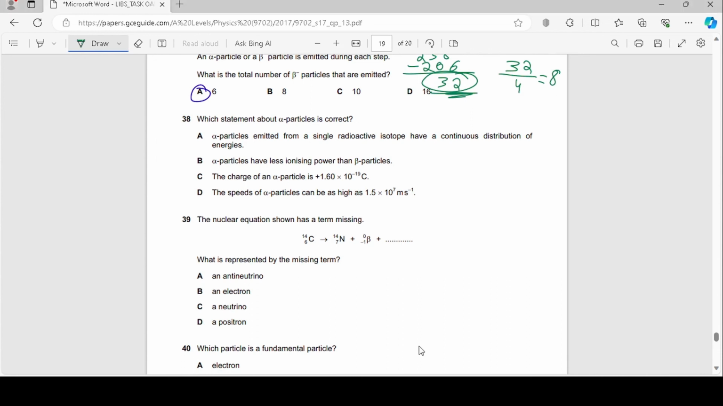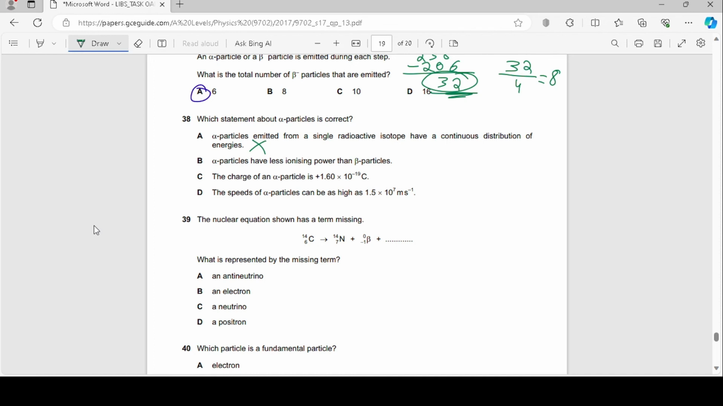Question 38. Which statement about alpha particles is correct? Alpha particles emitted from a single radioactive isotope have a continuous distribution of energies. Yeah, that is not really true, because I think all alpha particles would have the same initial kinetic energy.